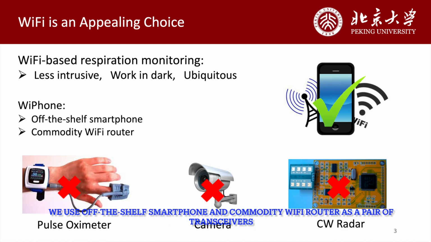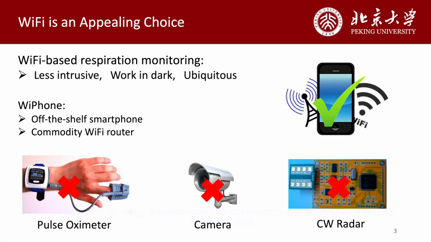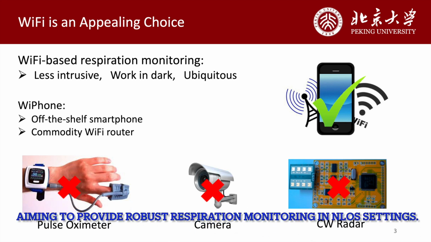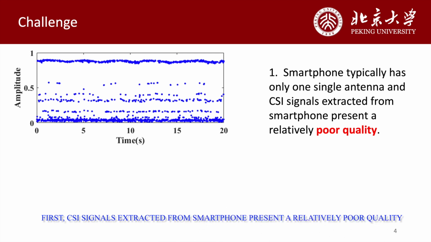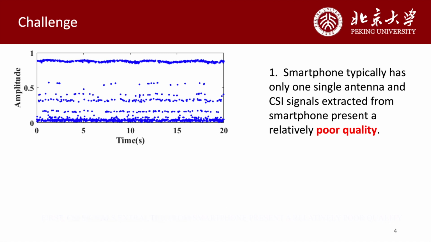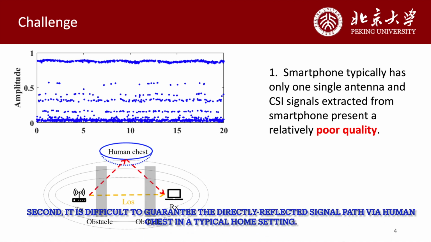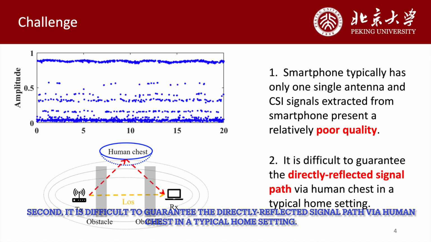We use an off-the-shelf smartphone and a community Wi-Fi router as a pair of transceivers, aiming to provide robust respiration monitoring in non-line of sight settings. However, designing an effective respiration monitoring system based on smartphone faces several technical challenges. First, CSI signals extracted from smartphones present relatively poor quality. Second, it is difficult to guarantee the directly reflected signal path via the human chest in a typical home setting.